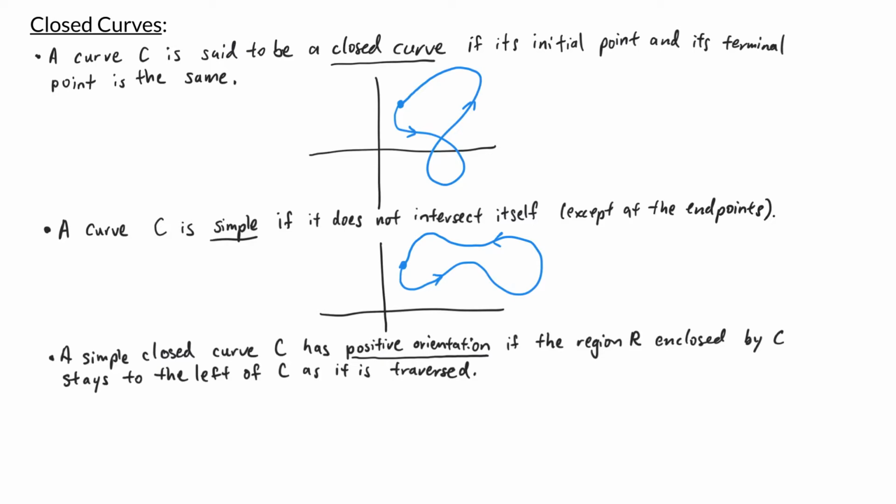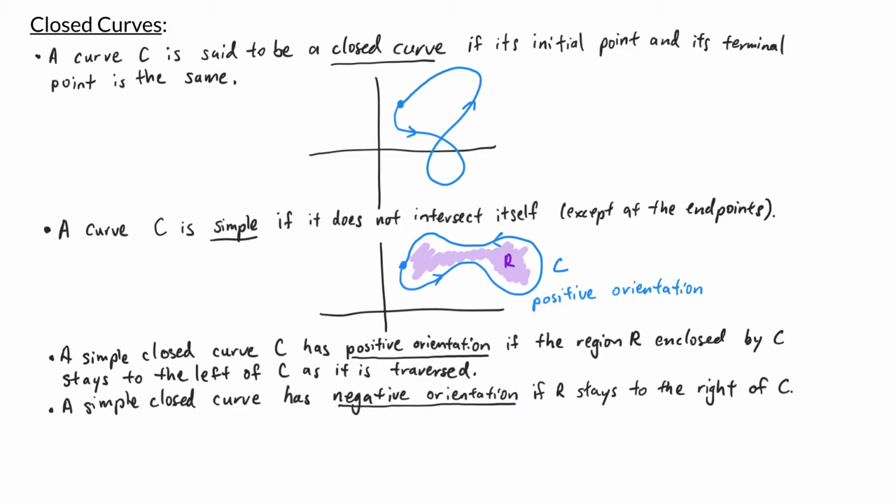So in our example above, let's call our simple closed curve C. The region enclosed by the curve we'll label as R, so we're looking at this region right here. Now let's try to traverse this curve. Start at the initial point, so imagine yourself walking along this curve. Notice as you go along this curve, your region is always on the left-hand side, and that tells you that your curve has positive orientation.